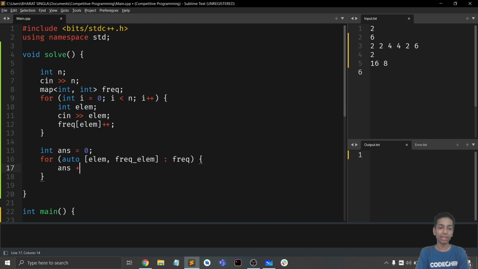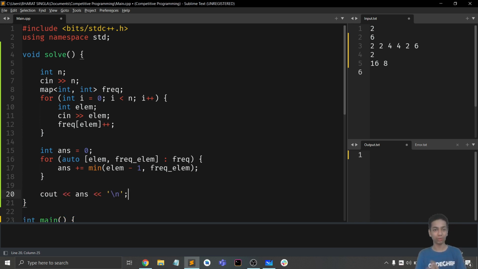So in the answer, what I'll add is the minimum of the element minus 1, the number of ways in which it could be broken down, and then frequency of element. Okay. So let's finally output the answer.